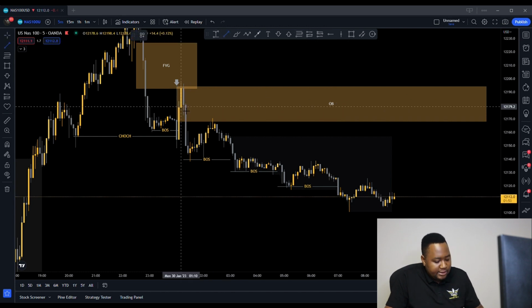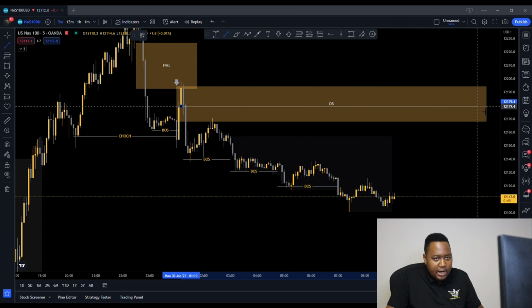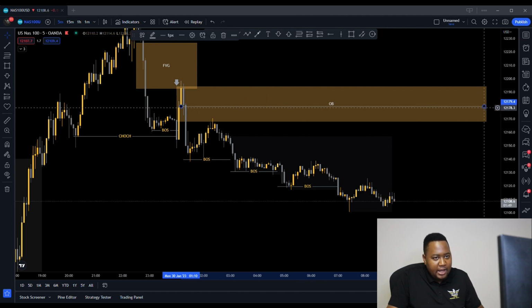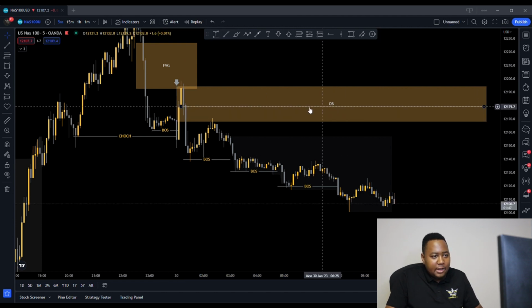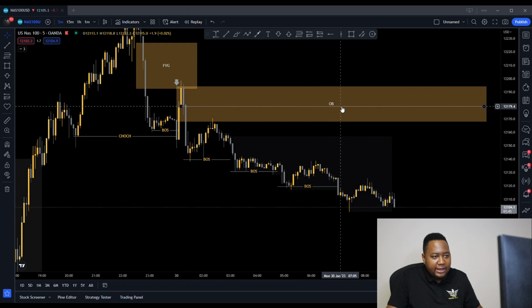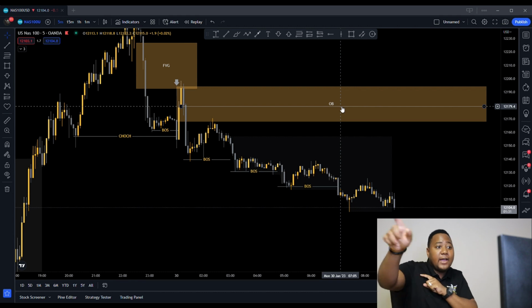So I'll do it like this, where we just take it like that. At that candle, we might see the market actually coming all the way into that order block zone, right? And of course, the deeper it goes into the zone, the more it will actually launch. So it's like an arrow.